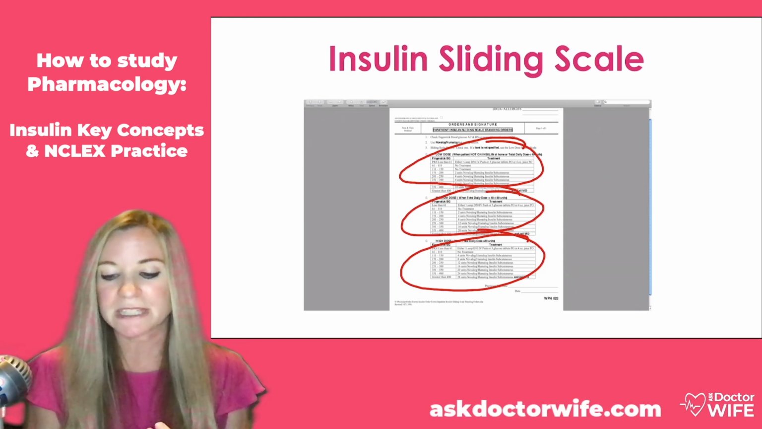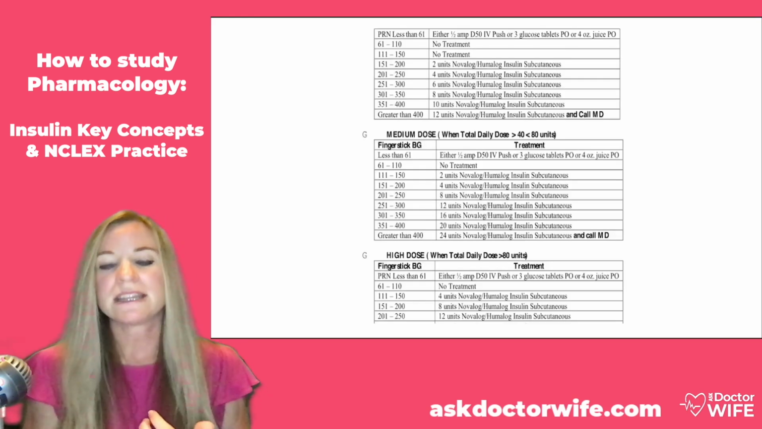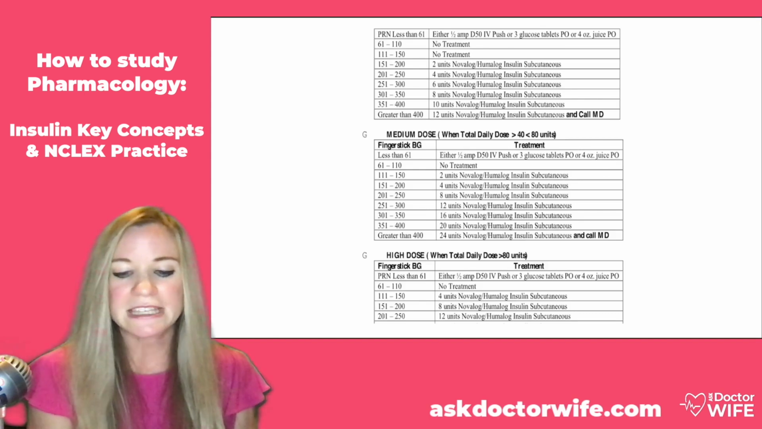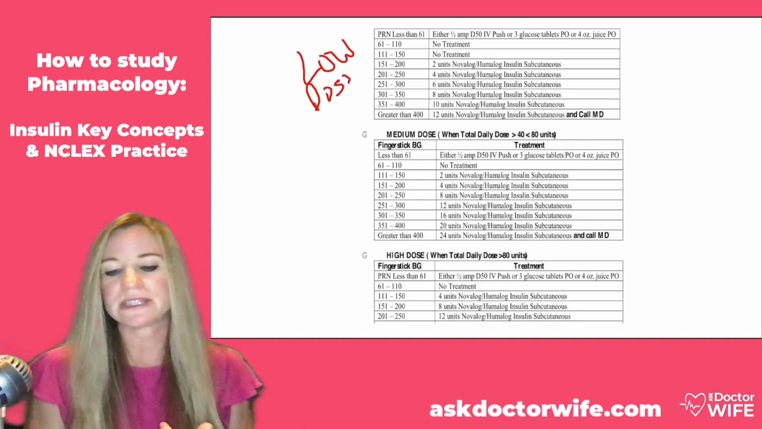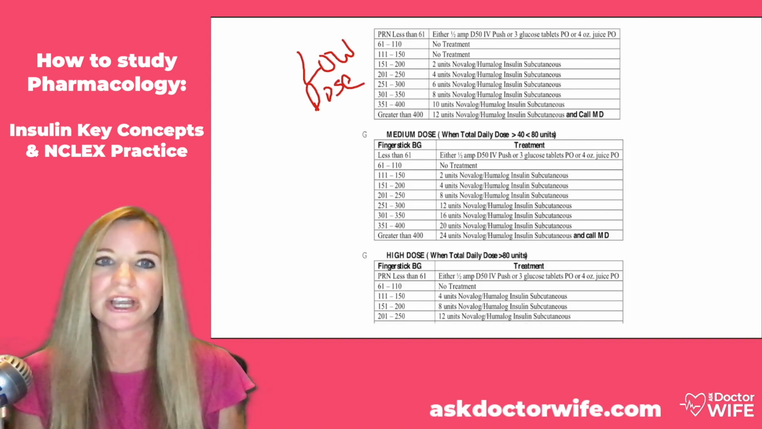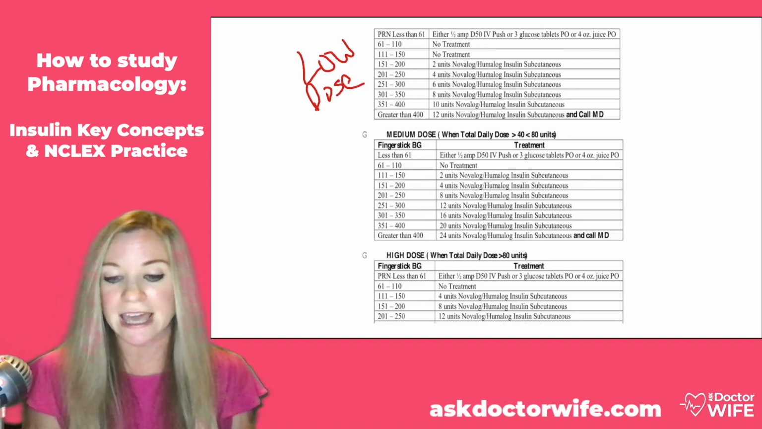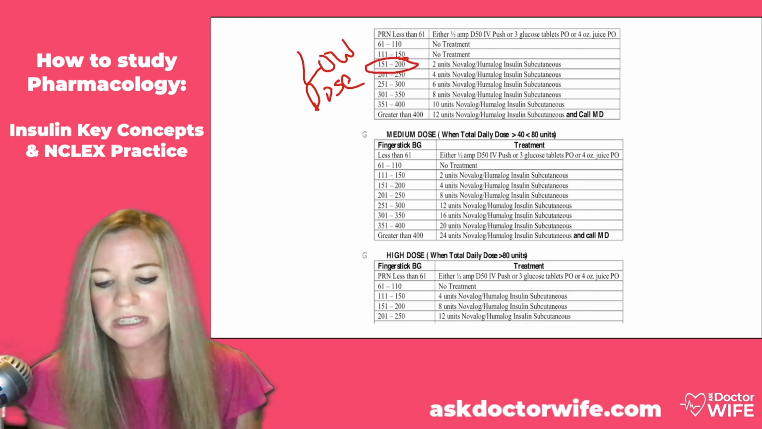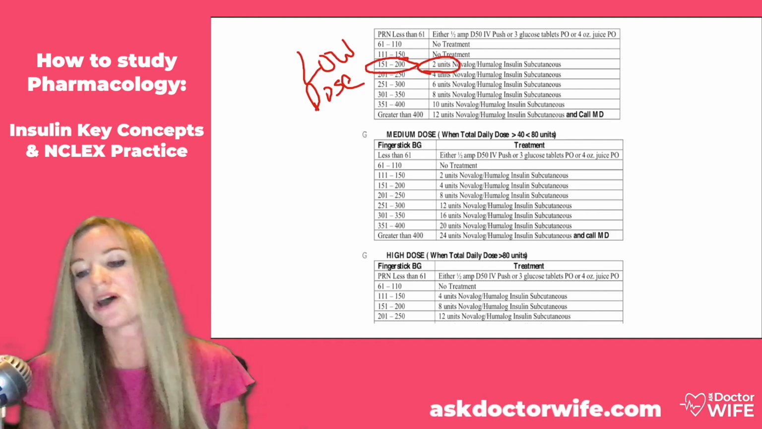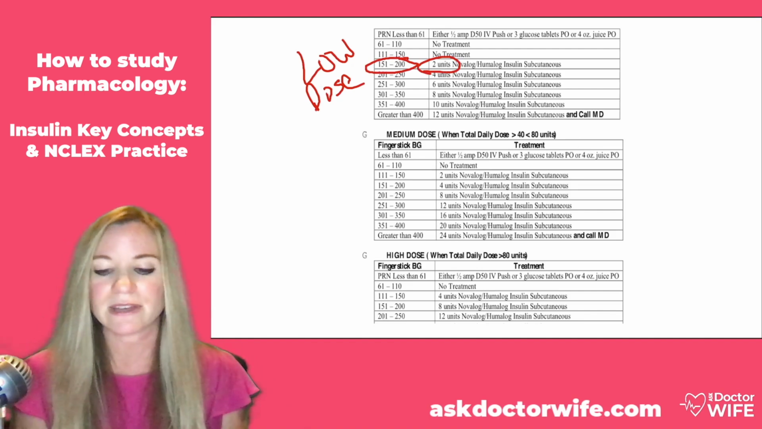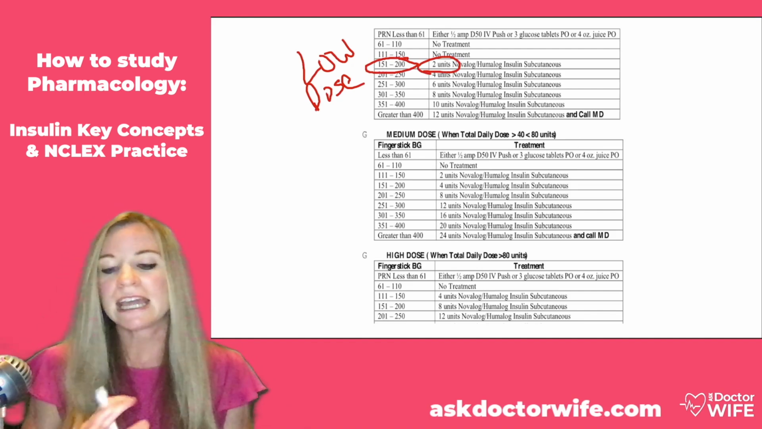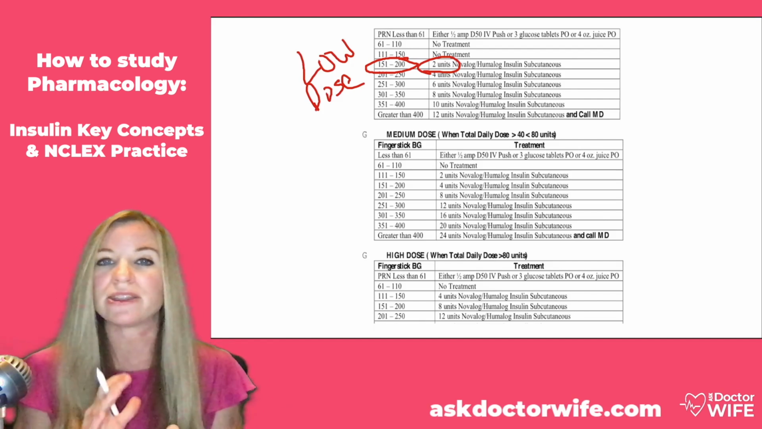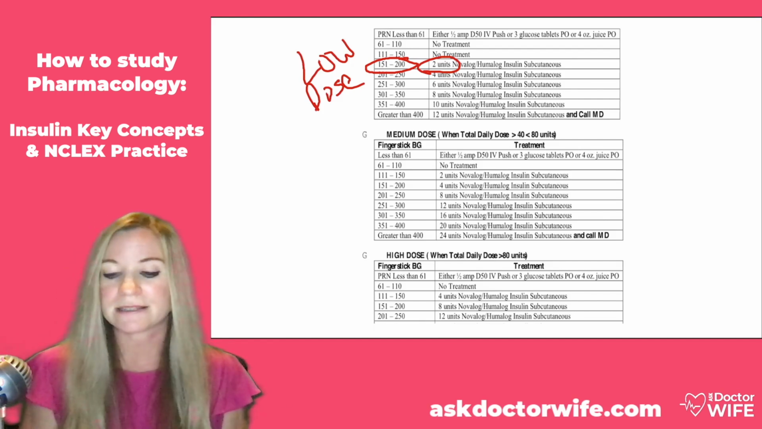So this top scale, let me turn the page here. The top scale here is a low dose scale. In a low dose scale, if a patient had a blood sugar of 151, let's say, so if their blood sugar fell in this range, then the order is to give 2 units of Novolog or Humalog insulin. So again, that's rapid acting insulin, and it's telling you either or depending on the brand that the hospital has.